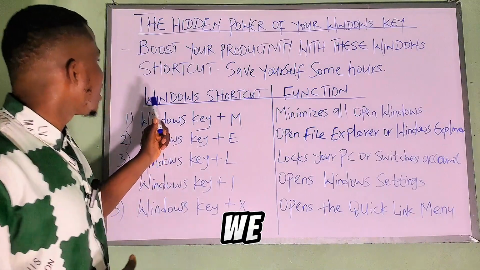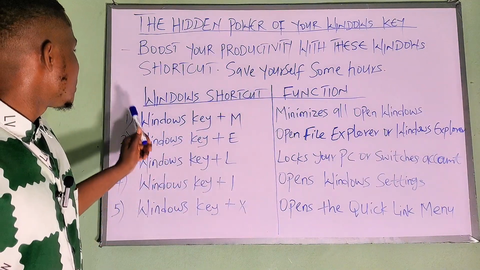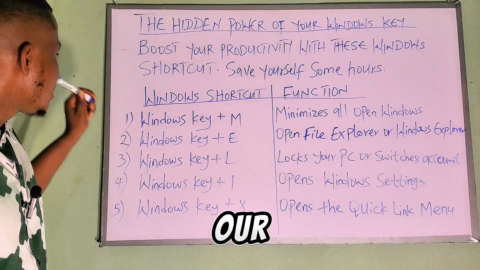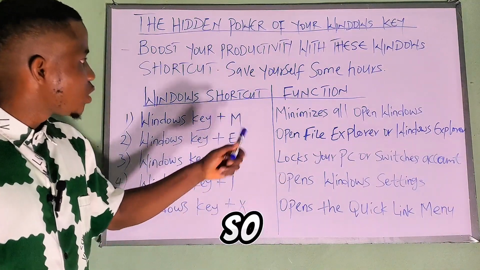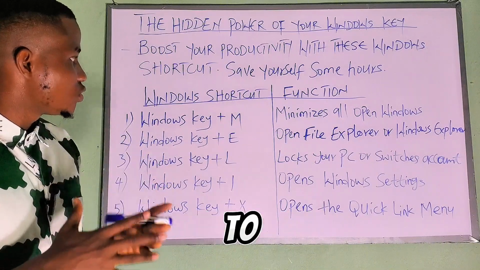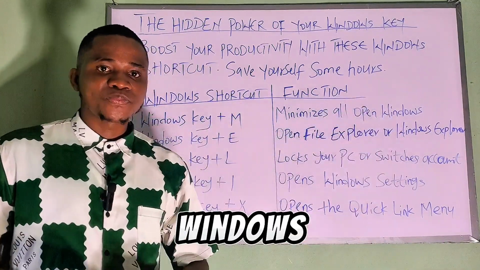First of all, we have Windows shortcut, we have the function. Now, the first one on our list here is Windows key plus M. So what do you use this shortcut to do? To minimize all your open windows.